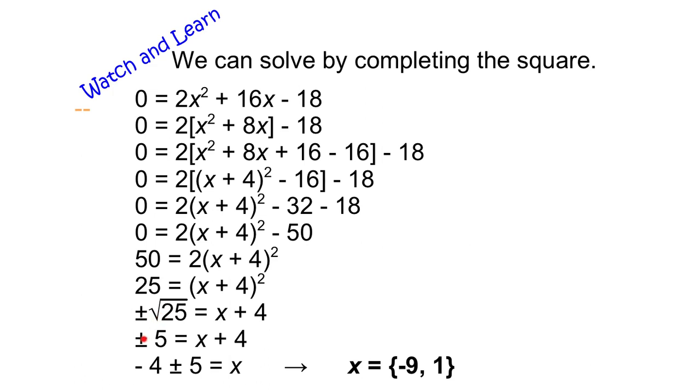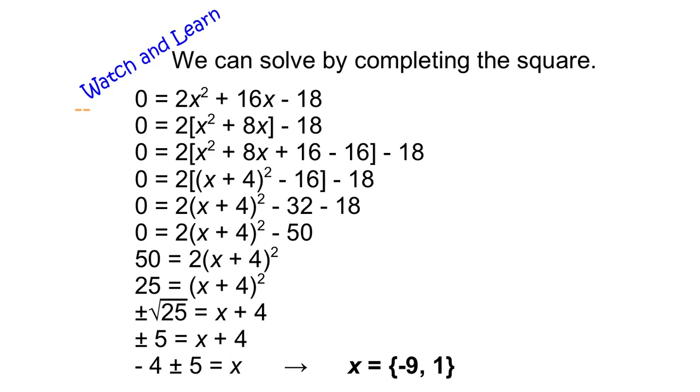Plus or minus root 25 is plus or minus 5. Subtract 4, I get negative 4 plus or minus 5 as my answer. So I end up with either negative 9 or positive 1. Negative 4 plus 5 is 1. Negative 4 minus 5 is negative 9. So those are my two possible answers for x.